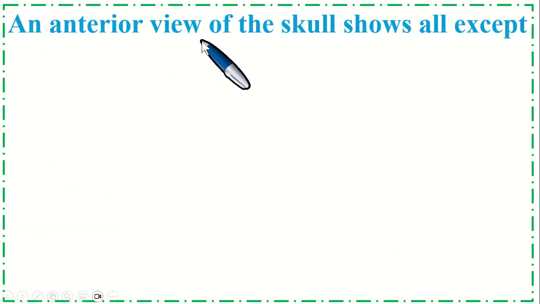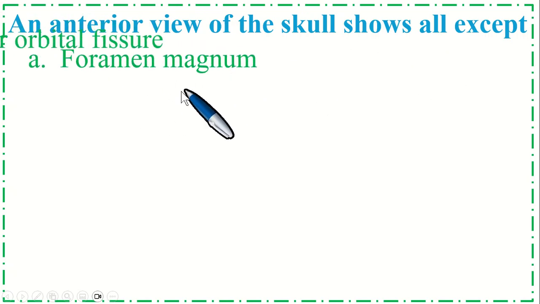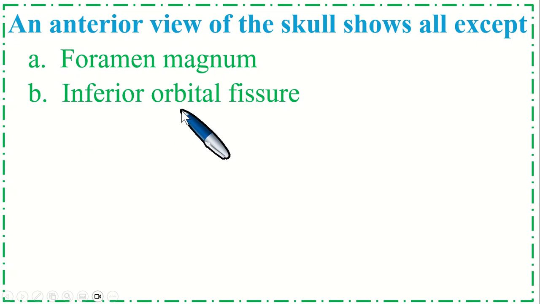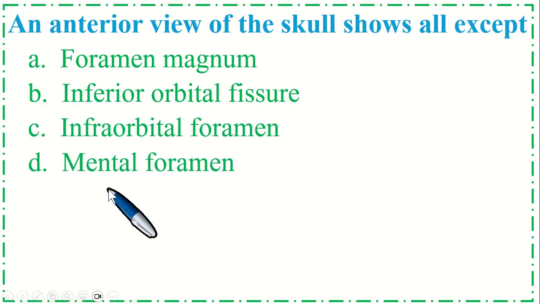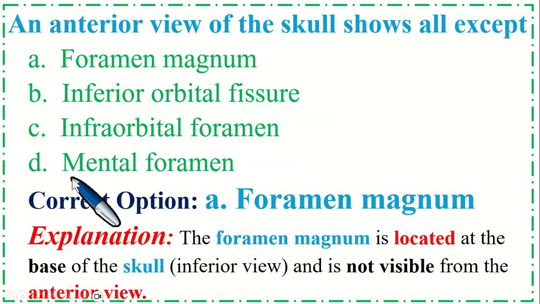An anterior view of the skull shows all except option A foramen magnum, B inferior orbital fissure, C infraorbital foramen, and option D mental foramen. So the correct option is A foramen magnum. Explanation: the foramen magnum is located at the base of the skull, inferior view, and is not visible from the anterior view.